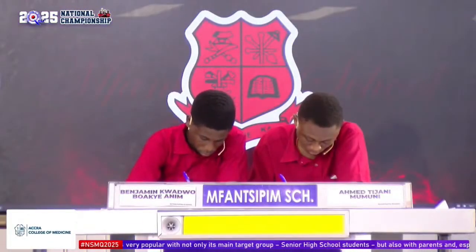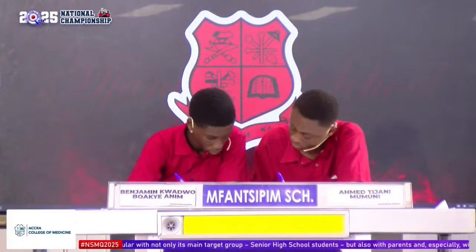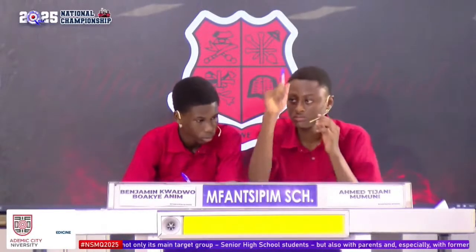With the same preamble, Mfantsipim School: B with coordinates (-3, 4), from the line 4x + 3y + 35 = 0. Yes, Ahmed? 7 units. 7 units. Yes.